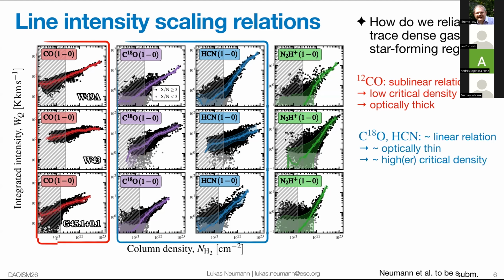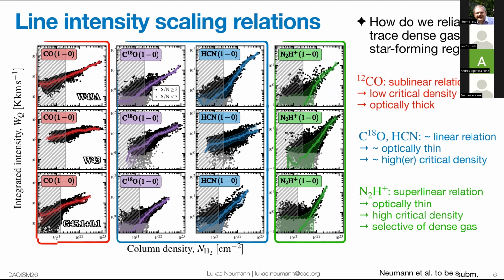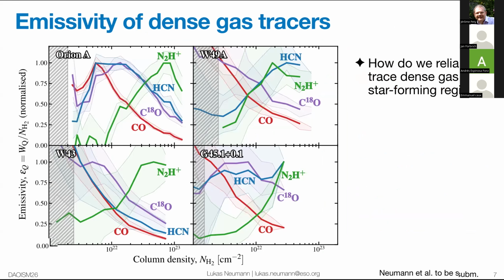Then for these more intermediate gas density tracers like C18O and HCN, the trends become a bit steeper, roughly linear, although we already see some strong variations between these clouds. So they are not as well behaved as the more local clouds that we saw before. And for N2H+, we see much steeper trends. We also see that the emission only really occurs in the very dense gas. So N2H+ seems to be the only real selective dense gas tracer in these clouds as well.